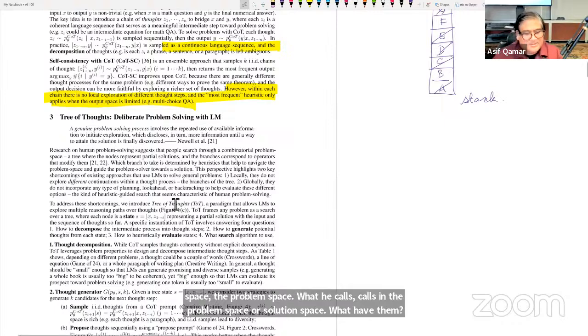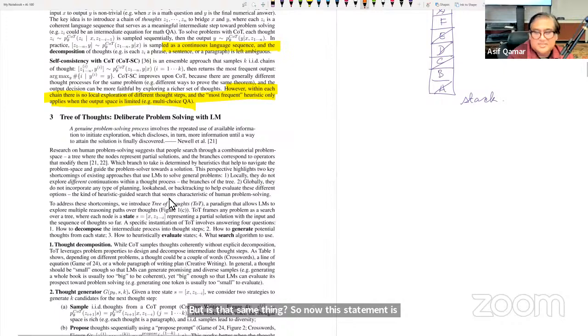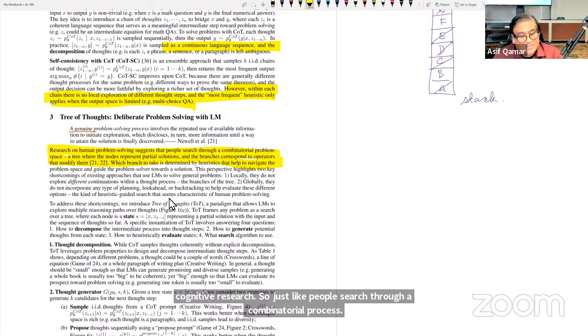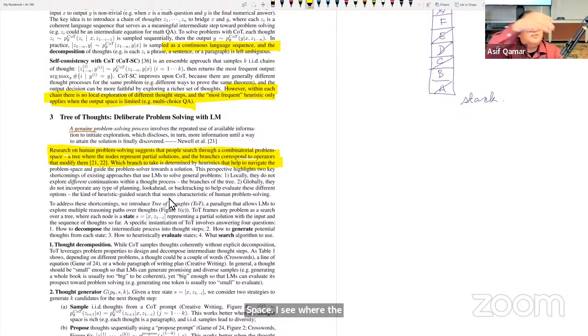Now this statement is important, and I will just read this one part because to me, it was telling that we actually do it in the same way. Research on human problem solving, from cognitive research, suggests that people search through a combinatorial problem space, a tree where the nodes represent partial solutions. We have many partial solutions, and then we think what to do next. The branches correspond to operators that modify them. Then we say, okay, what can we do with this? What can we do with this?